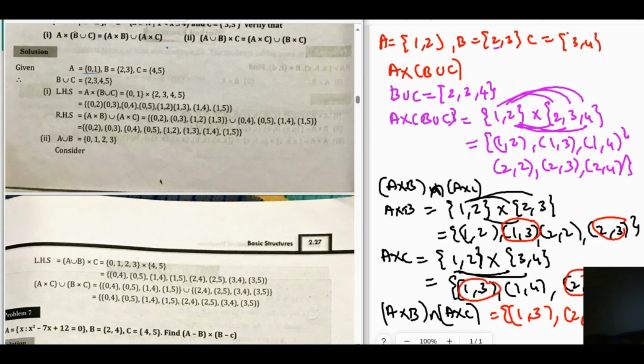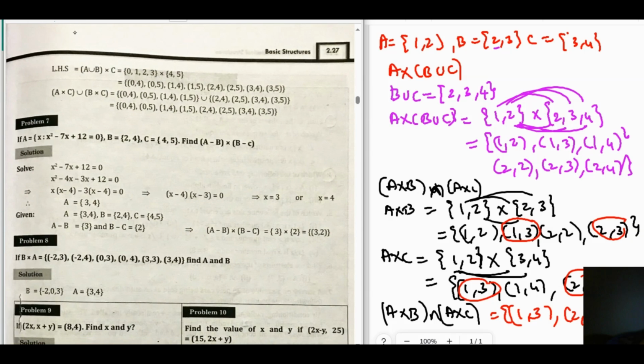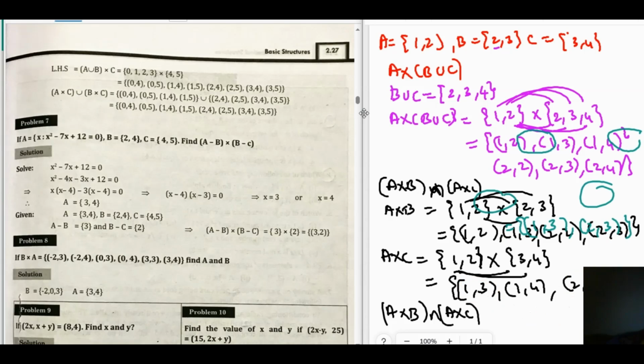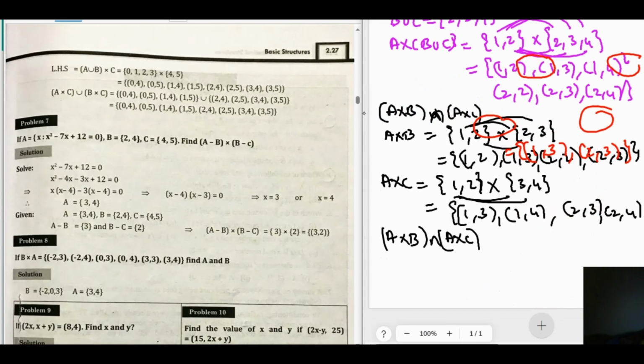So next, moving on with the next one, here they have given x is a, they have given some equation. We have to find a quadratic equation. We have to solve the quadratic equation to get the answer.